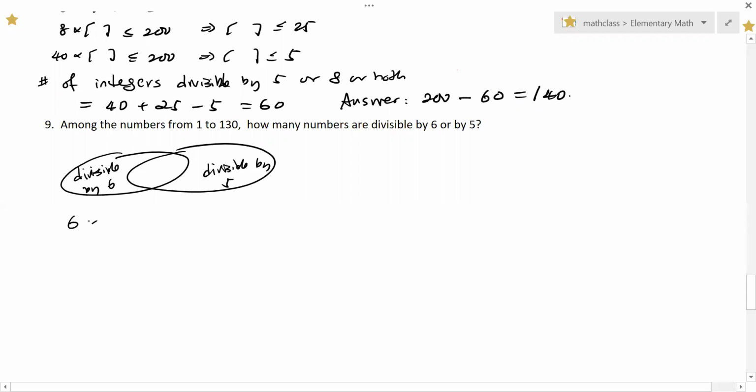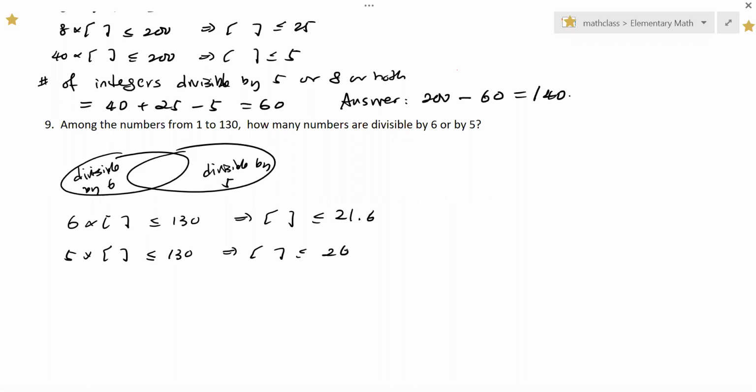Okay. 6 times some factor should be less than or equal to 130. So that factor cannot be larger than 130 divided by 6. So it's less than 21 point something, right? And then 5 times some factor also should be less than this. And then 130 divided by 5 is 26. So we can have 26 multiples of 5. We can have 21 multiples of 6.